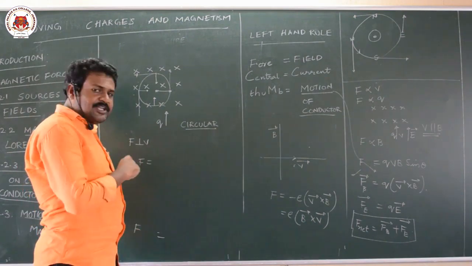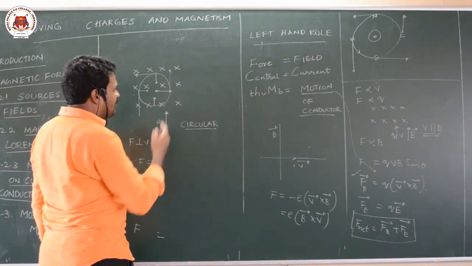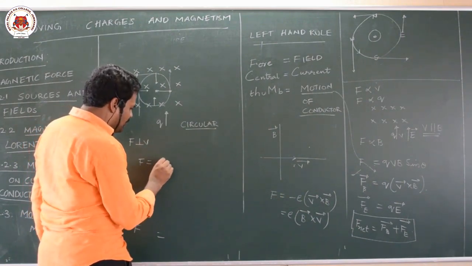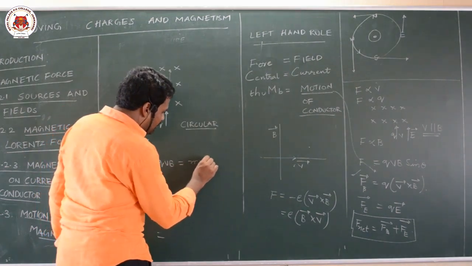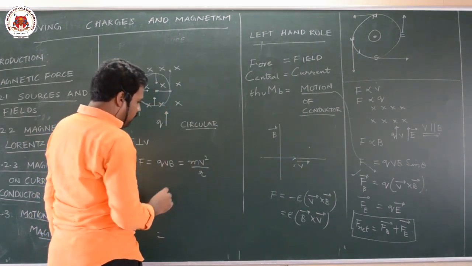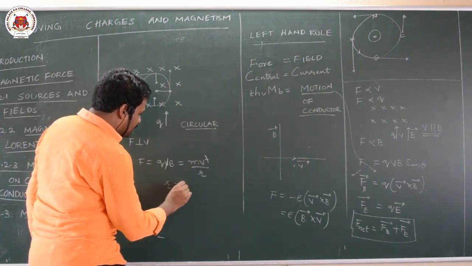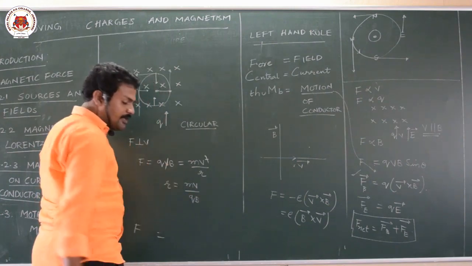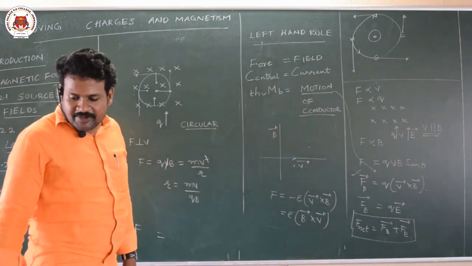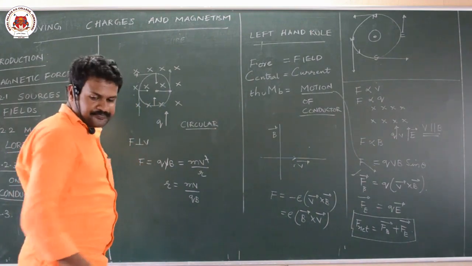So when B is in the Z axis and QV is in the Y axis, what are you going to get? Theta will be 90. Then F is equal to QVB. That must be equal to mv square by r, and v will get cancelled, so r is equal to mv by qb.